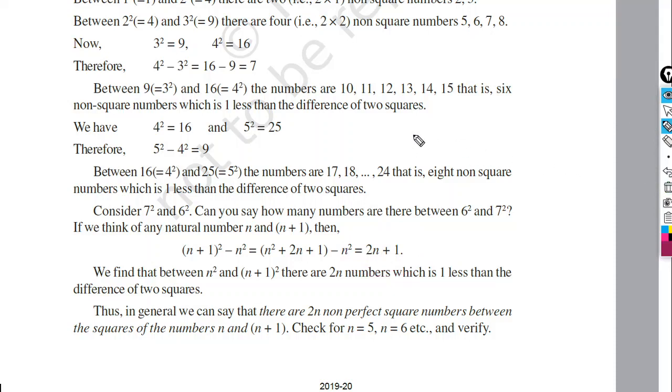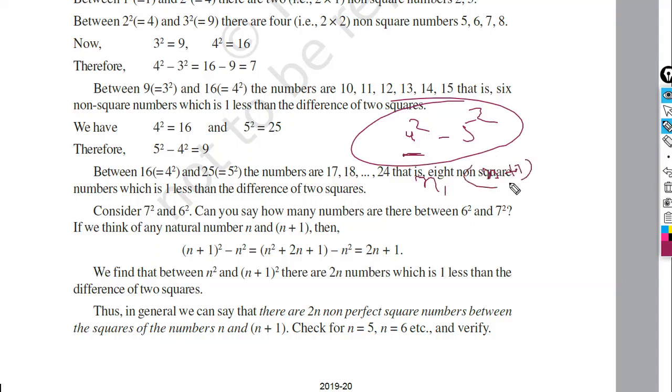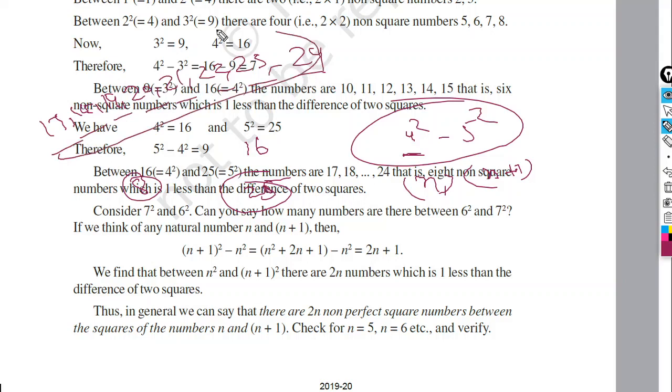Suppose you have to find numbers between 4 square and 5 square. Here you can say let 4 be n and 5 be n plus 1. How many numbers can you see? 4 square is 16, 5 square is 25. You count it: between 16 and 25 there are 8 numbers, 17, 18, 19, 20, 21, 22, 23 and 24. 1, 2, 3, 4, 5, 6, 7, 8. So there are 8 numbers.